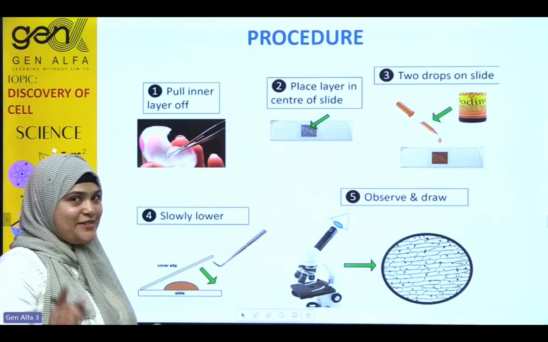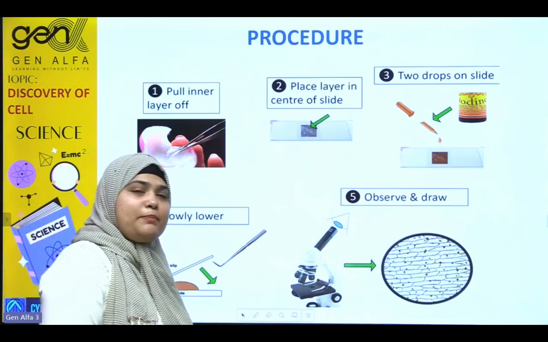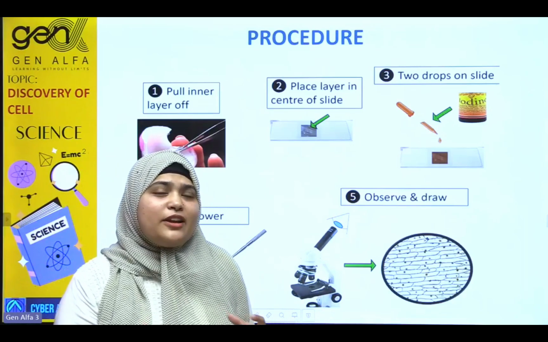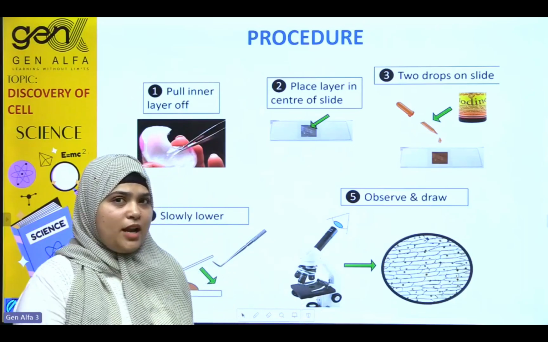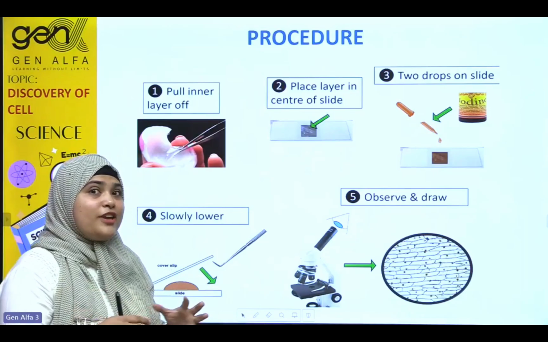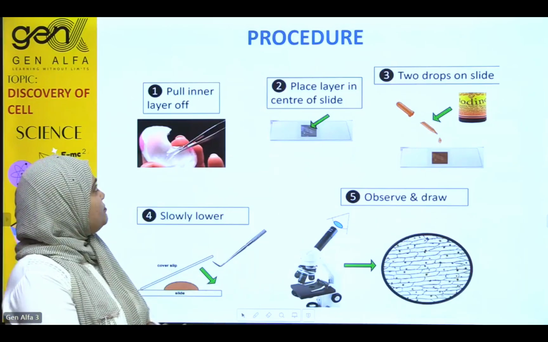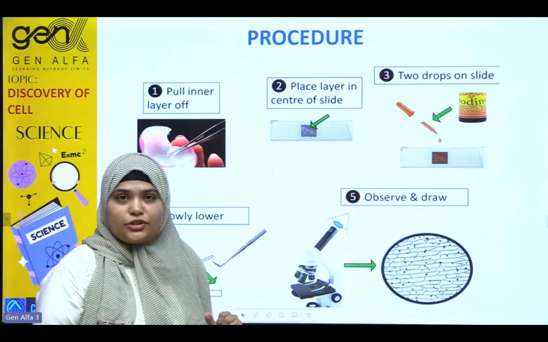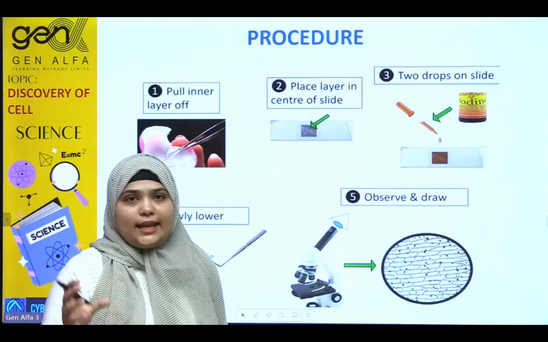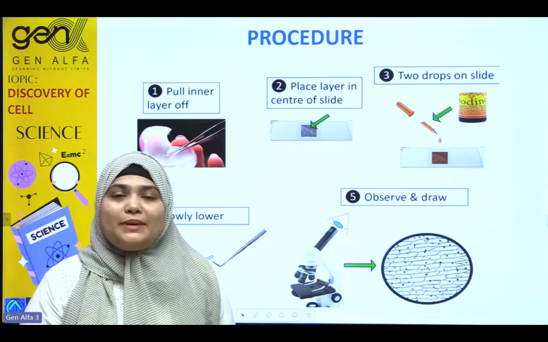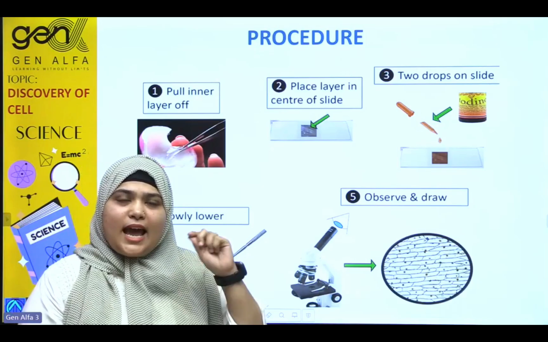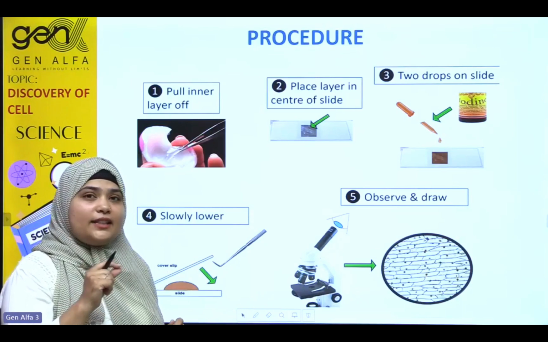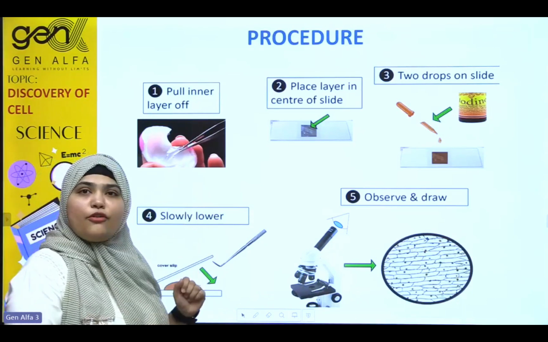Are you ready? Students, you can perform this activity in your lab with your teacher. You can discuss more with your teacher and perform this activity. But now it's time to listen to how we have to do this activity. This is the step-by-step procedure. First, pull the inner layer off. Students, what will you do? Take an onion and chop it into pieces. Take one piece and pull off the inner layer of the onion that is transparent with the help of forceps.